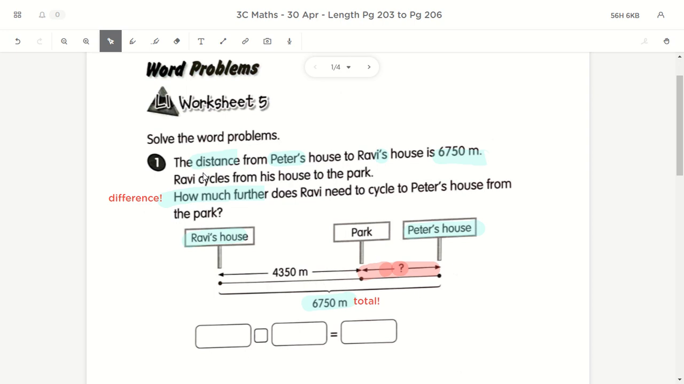Okay, today I'm just going to go through the answers for last week's work. So, last week's work was for page 203 to 206. Quite simple questions. So let's get started.